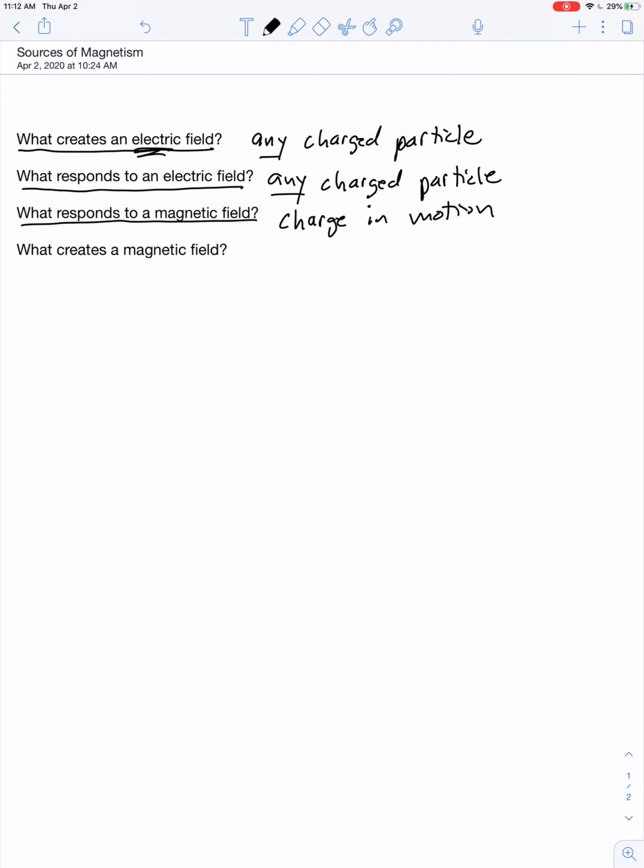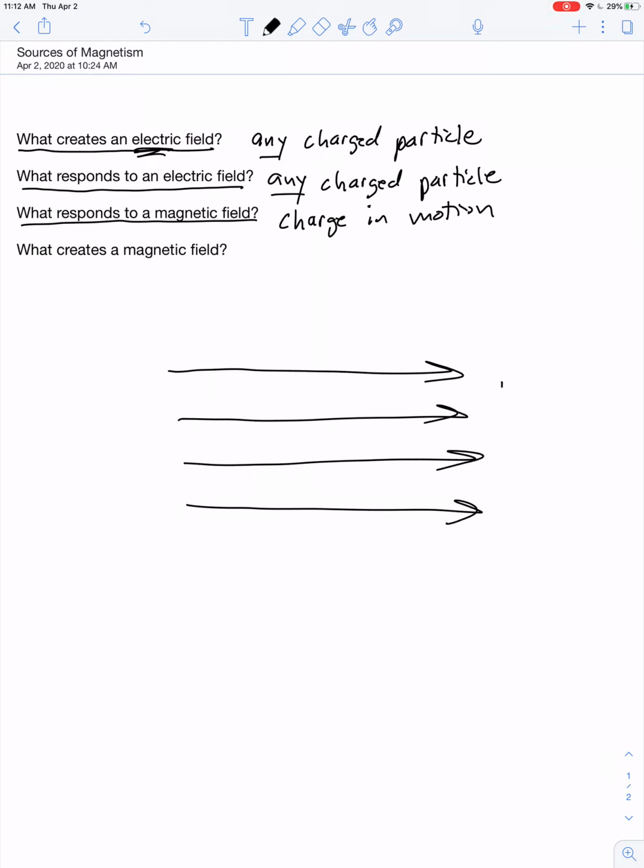So if we had, let's say, for example, a uniform magnetic field that pointed to the right, if you just place a positive charge in that magnetic field, then the force would be 0. But if that charge is in motion, well, then the force would still be 0. But that's because the motion lies parallel to the field. So when we say what responds, we say any charge in motion. I'll just add the note that the motion has to at least have a component that lies perpendicular to the magnetic field.